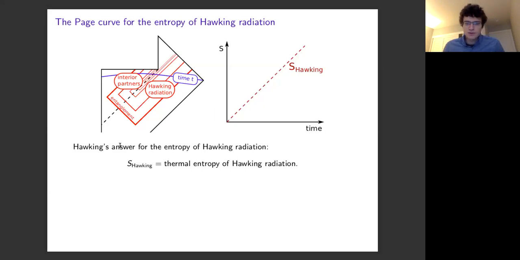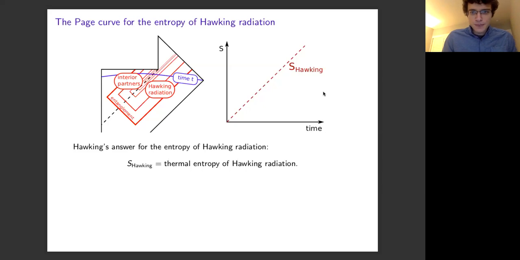In a little bit more detail, Hawking's prediction for the entropy of the Hawking radiation is just the thermal entropy of the Hawking radiation. Hawking radiation looks, to a very good approximation, thermal, and Hawking's prediction for the entropy is just the thermal entropy of that amount of radiation. Okay, so that's a function that looks like this.